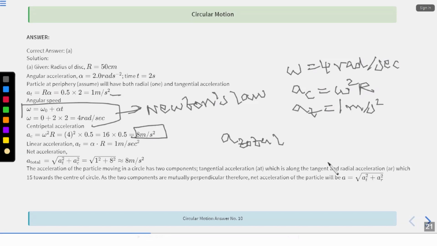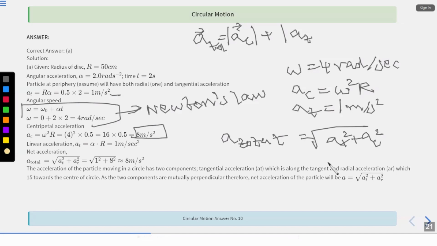Why would we do this, a total equals root of AT square plus AC square? Because this A total is actually a vector, right? So we have AC vector plus AT vector, and we'll do it by vector addition. And why is there no cos theta involved? That's because AT and AC are in this direction, 90 degree.